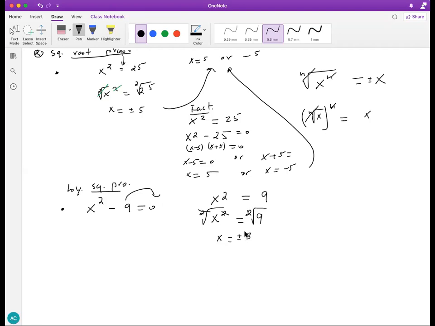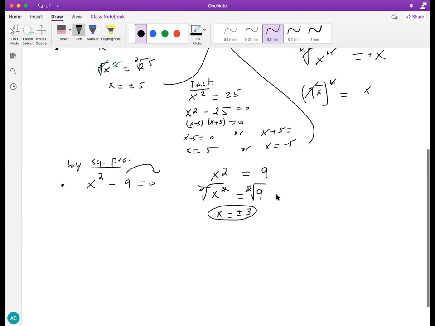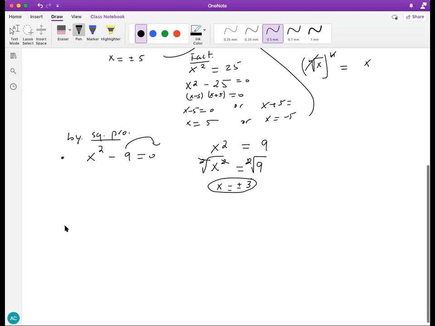Because if you plug in 3, you get 9, and also if you plug in negative 3, you get 9. So we need to get both solutions. So that's the solution here. Okay, so it's very simple. The square root property just means apply the square root to both sides. But before you do that, make sure you isolate your square before you can cancel it using this formula. Isolate it first. Sometimes it might not be isolated.